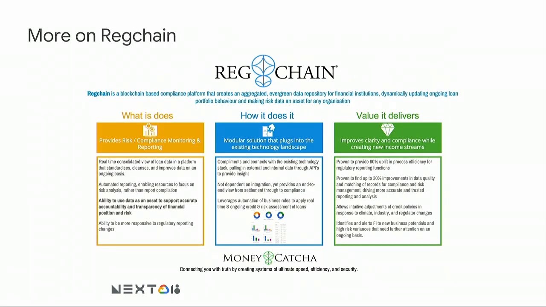A little bit more on what they do. Their RegChain product does risk compliance and reporting, again, on the loan data that we see, and hooks not just into our platform, but some of Google's data services that allow them to do advanced analytics on the core data that is in the blockchain ledger.